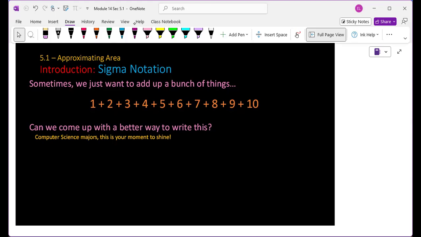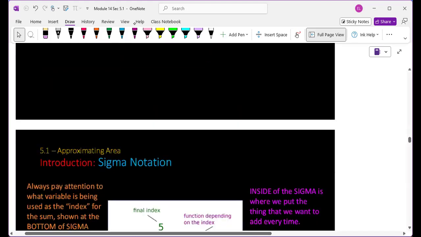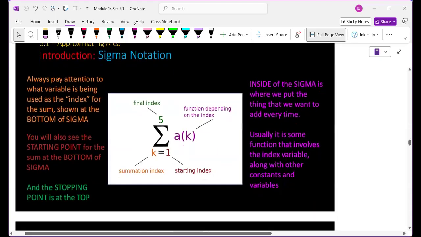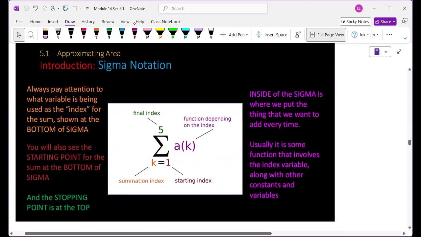So sometimes we want to add a bunch of things. So I've got the 1 + 2 + 3, that's really tedious. There are other ways I could get this calculation done. So we could do it with a loop in computer science. But for the sigma, here is our basic formation.